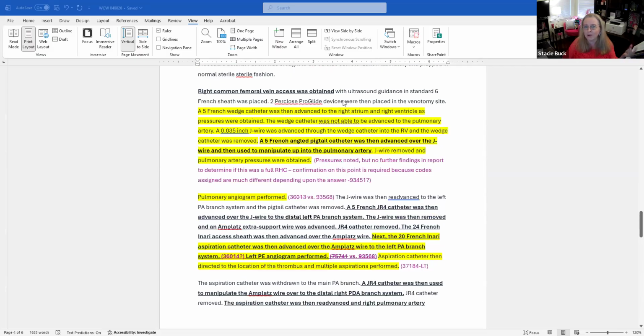So what would I do in this situation? Well, if I have access to the rest of the medical record, I'm going to go look over at the flow sheet potentially, from the cath lab, and I'm going to see if there's additional information there.